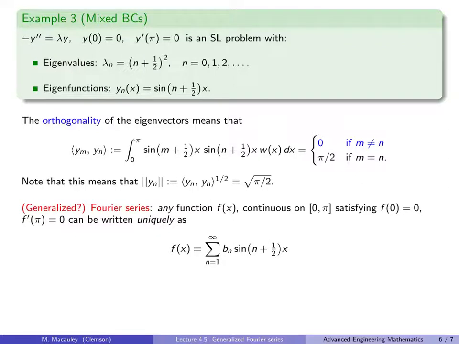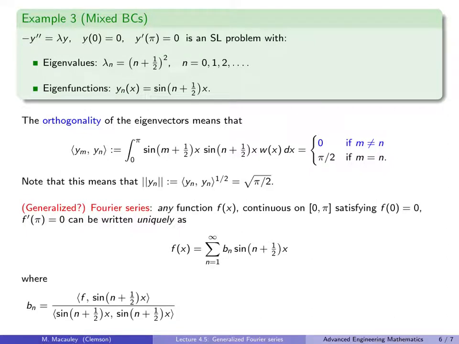Now, I don't know whether to call this a Fourier series, an ordinary one, or a generalized Fourier series, but the last part of the main theorem of Sturm-Liouville theory says that any function f of x continuous on 0 to pi satisfying these mixed boundary conditions can be written uniquely as an infinite sum of these eigenfunctions. So in other words, the sum from n equals 1 to infinity of bn sine of n plus 1/2 x. And again, I don't know whether to call this a generalized Fourier series or not because these frequencies are half integers and not integers, or not of the form n pi x over L.